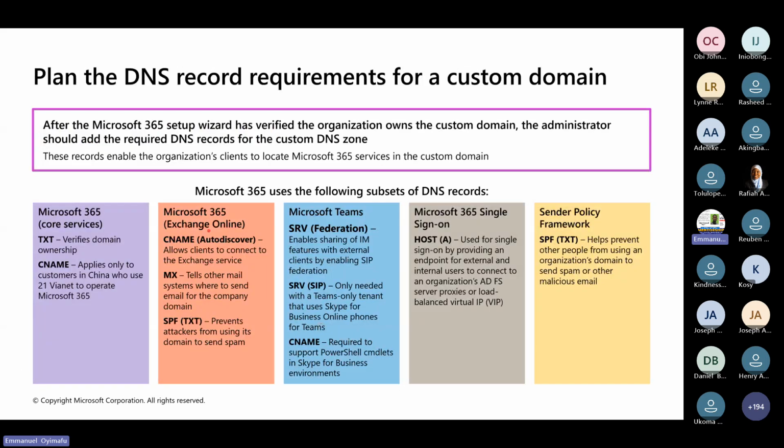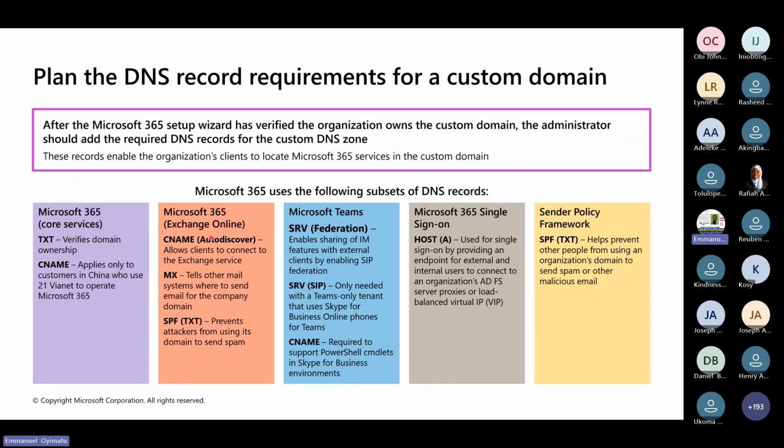After the Microsoft 365 Setup Wizard has verified your organization, the administrator should add the required DNS records for custom domain zones. Let's look at those records and focus on what they are and what they can do. The TXT record verifies domain ownership. CNAME records apply to customers in China. This is for Microsoft 365 core services.